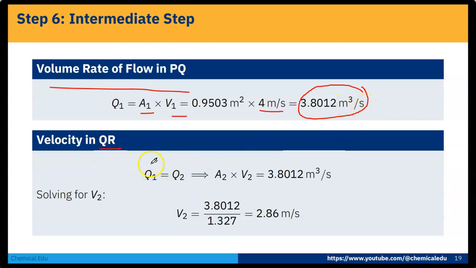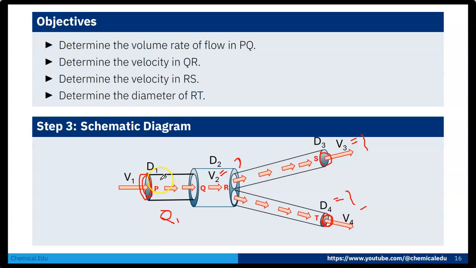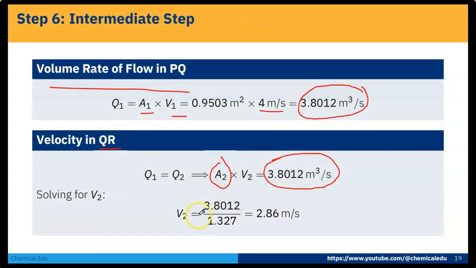Now Q1 is equal to Q2, that is nothing but A2 into V2. We already know the volumetric flow rate Q1, which is Q2, so that is A2 into V2. From here we know the cross sectional area A2, so we can easily calculate V2. The volumetric flow rate in this pipe is equal to that in this pipe. As the diameter is given, we can calculate V2, which is 2.86 meter per second.